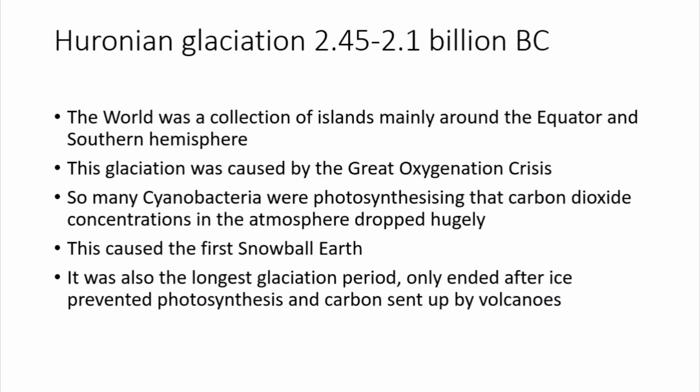The Huronian glaciation was when the world was a collection of islands around the equator and southern hemisphere. And I couldn't find a photo of it because it's hard to find any photos or simulations of this. But this glaciation was caused by the Great Oxygenation Crisis. So many cyanobacteria were photosynthesizing that carbon dioxide concentrations in the atmosphere dropped hugely. This caused the first snowball Earth.